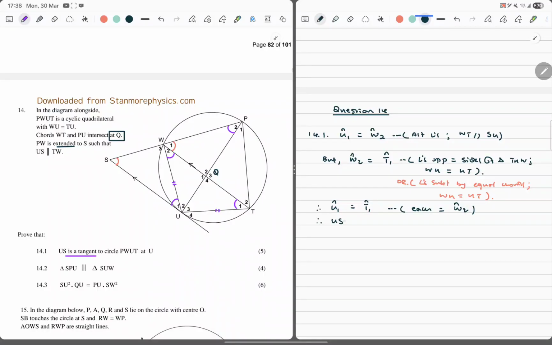Now we can prove that US is a tangent to circle PWUT. What is this? This is the converse of the tan chord theorem, isn't it? Normally we get told that SU is a tangent, and we can then deduce the angles to be equal. But now we found that the angles were equal before we were told. So this means conversely, SU should be the tangent.